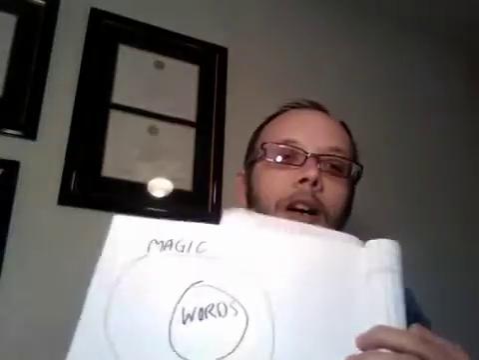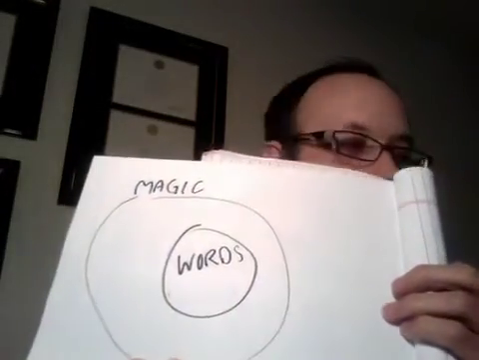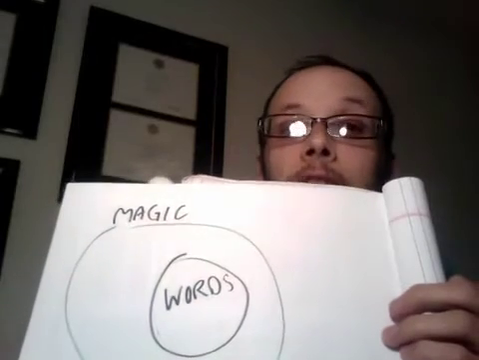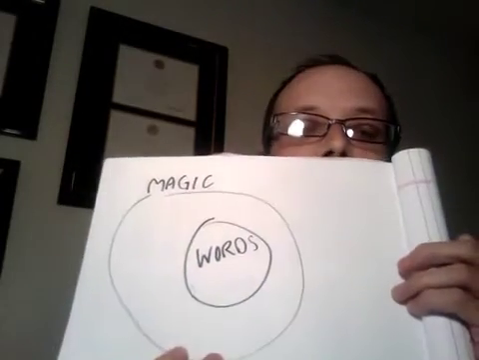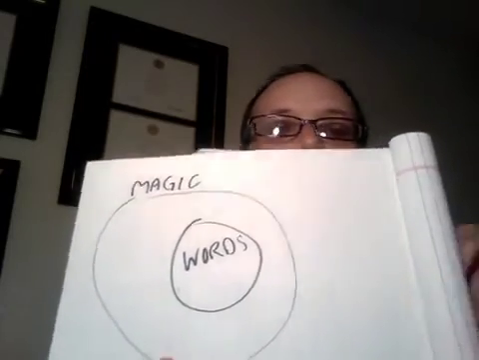So we have magic here, the big category, and then a kind of magic is words, or magic words. Okay? So, words are a particular kind of tool for influencing people. Magic is any influence, any form of influence.